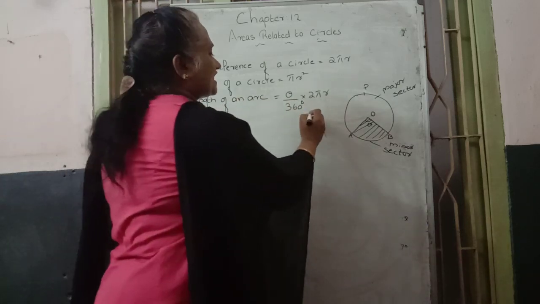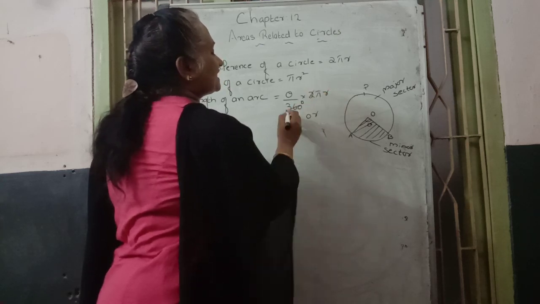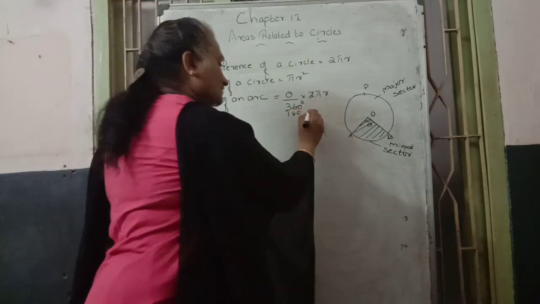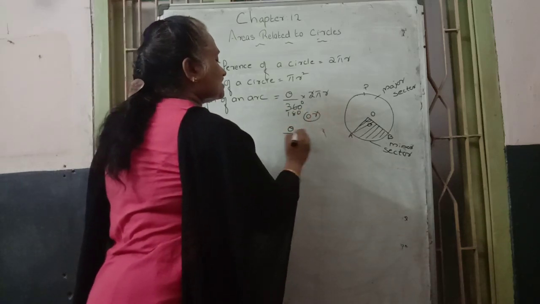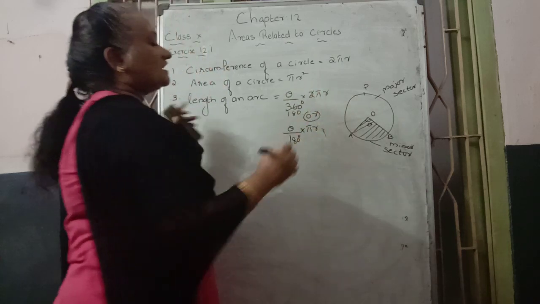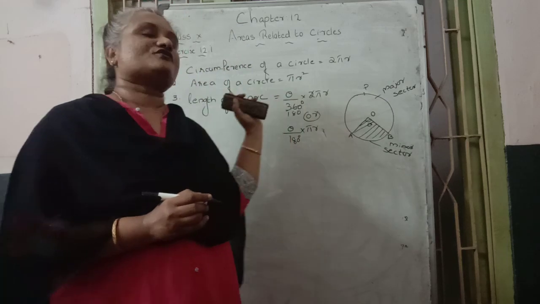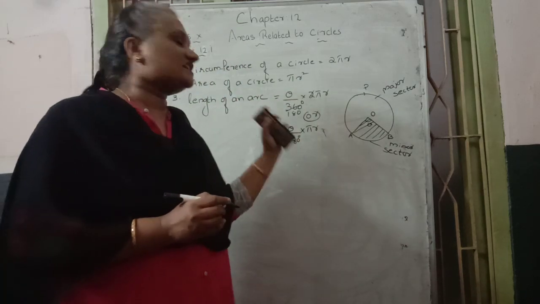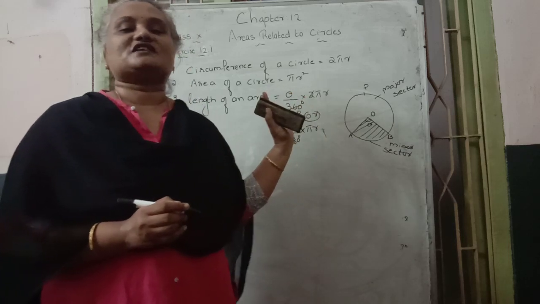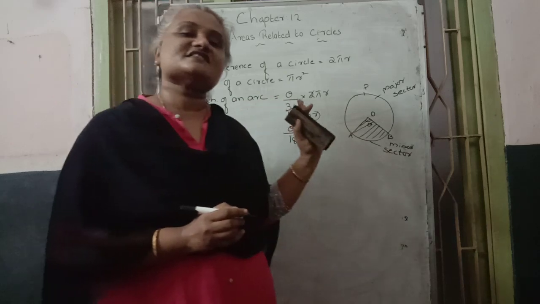In this way, you can cancel the 2: 2 times 180 is 360. So the formula can also be theta by 180 degrees into pi r. You can write either one, without cancelling or after cancelling; both are correct. So this is the formula for the length of the arc.